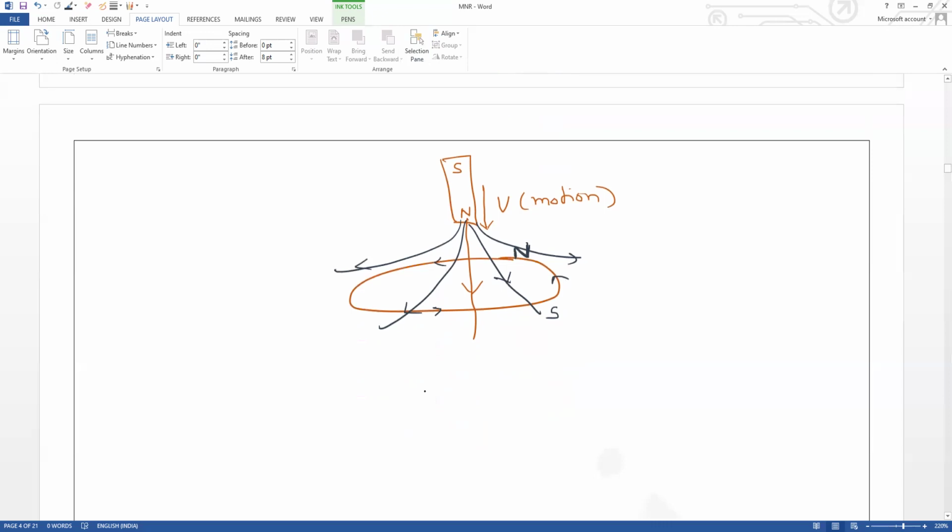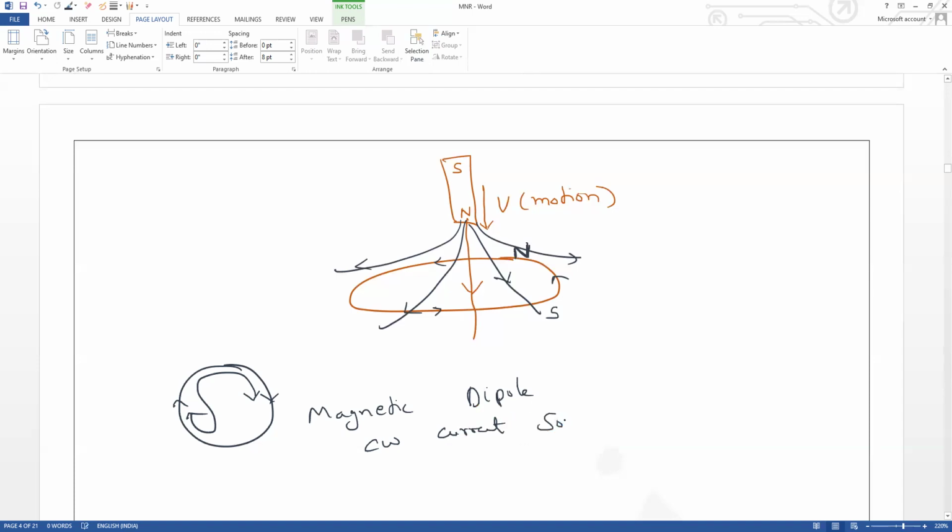So let us discuss now. We all know clockwise and anti-clockwise. If the current is clockwise, is it a south pole or north pole? Everybody, we all know this. Don't say magnetic dipole, say clockwise or anti-clockwise. Clockwise current means what? Is it a south pole or north pole? Everybody should answer. It is the south pole. Yes or no? If it is anti-clockwise, it is what pole?